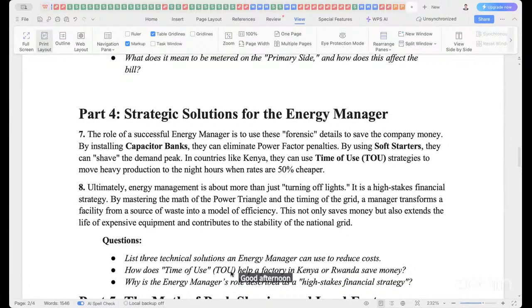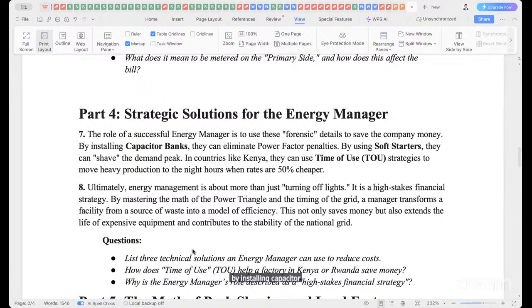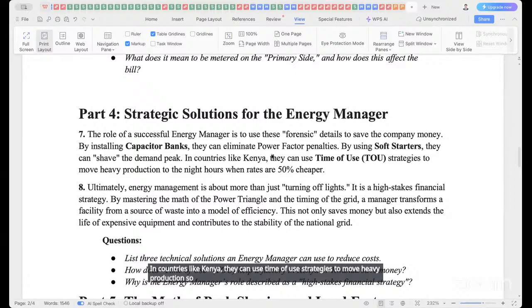Strategic solutions for the energy manager. The role of a successful energy manager is to use these forensic details to save the company money. By installing capacitor banks, they can eliminate power factor penalties. By using self-starters, they can shave the demand peak. In countries like Kenya, they can use time of use strategies to move heavy production to the night hours when rates are 50% cheaper.